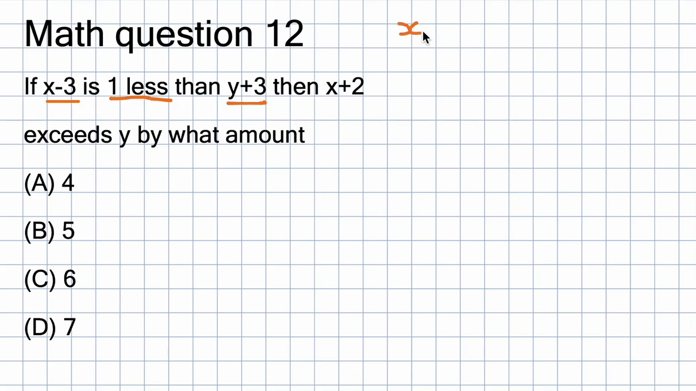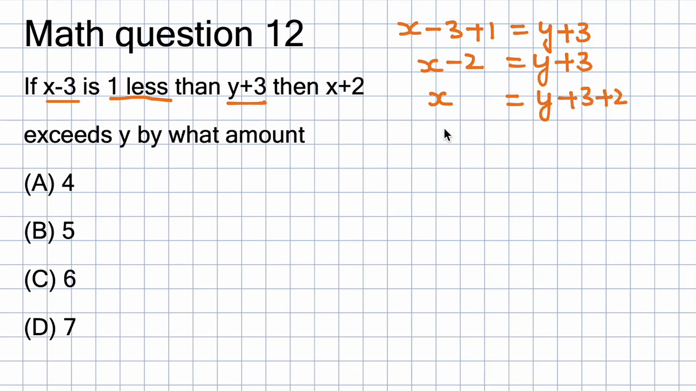So that means if I add 1 to it, because it is 1 less, it will become y plus 3. This is one way to say it. Let's solve it. Minus 3 plus 1 is x minus 2 is equal to y plus 3. So adding 2 on both sides, x is equal to y plus 3 plus 2, or x is equal to y plus 5.